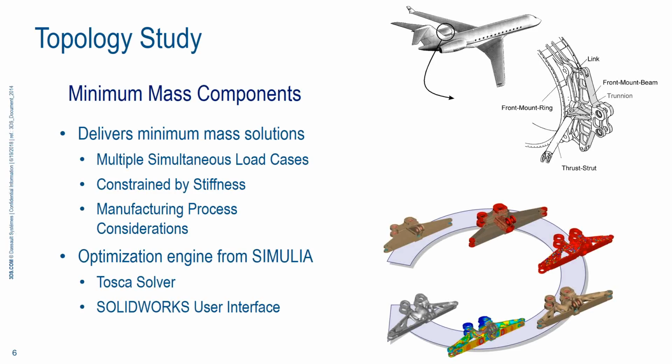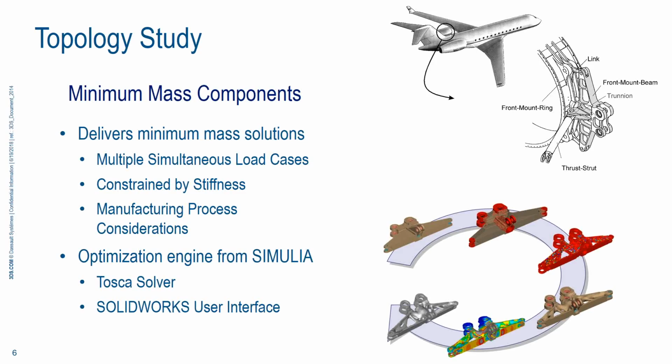For SOLIDWORKS Topology Study, we allow multiple simultaneous load cases. So forces that might be coming in from different directions can be coupled together within a single study. It is constrained by stiffness. So again, keeping that strength integrity intact. So just not removing material just for the sake of removing it. However, removing it critically and ensuring the part is still within the design specs.